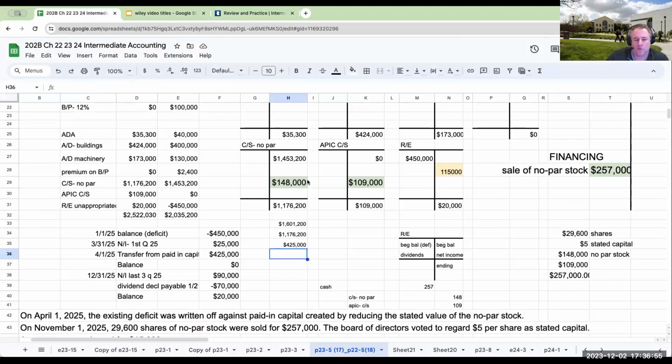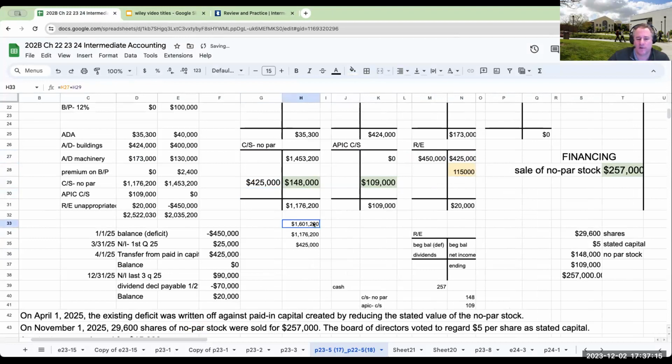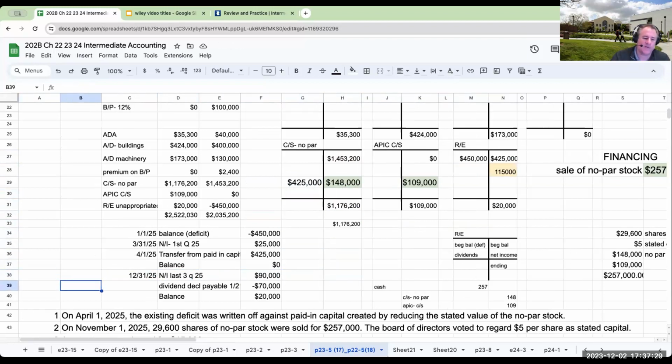So apparently what they did was they debited retained earnings for 425. Then we're going to credit retained earnings for 425. And then over here on the no par stock, we're going to debit this for 425. If I debit this part over here for 425, the account balances, right? So I balance this out. Now, this has no effect on cash, right? It's basically you're crediting retained earnings, you're debiting common stock, no par.